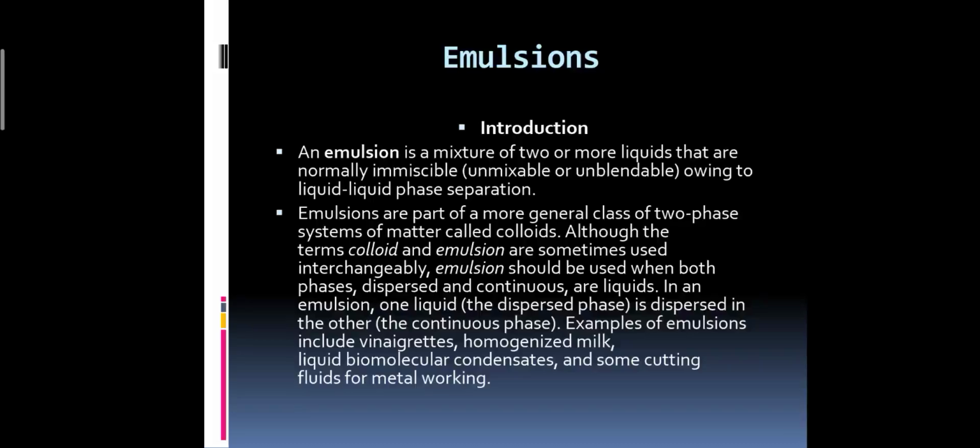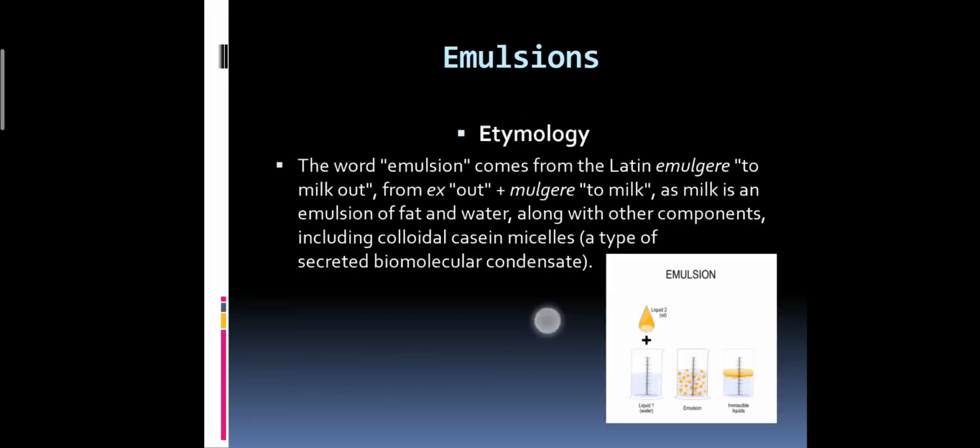So emulsions are actually a mixture of two or more liquids which are normally immiscible in each other. Emulsions are actually a part of a more general class of two-phase systems which we know as colloids. Sometimes colloids and emulsions are used interchangeably, but emulsions should be used when both the phases, dispersed and continuous, are liquids. The word emulsion comes from a Latin word, emulgere, which means to milk out.